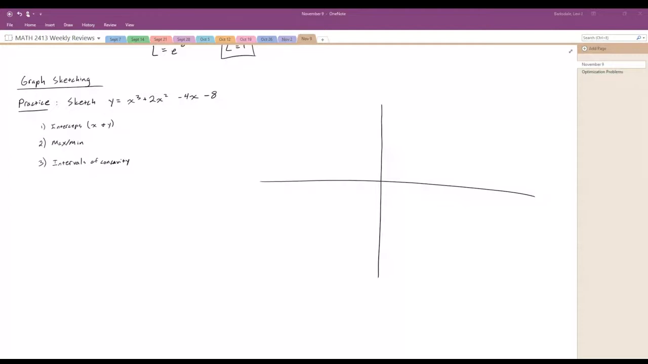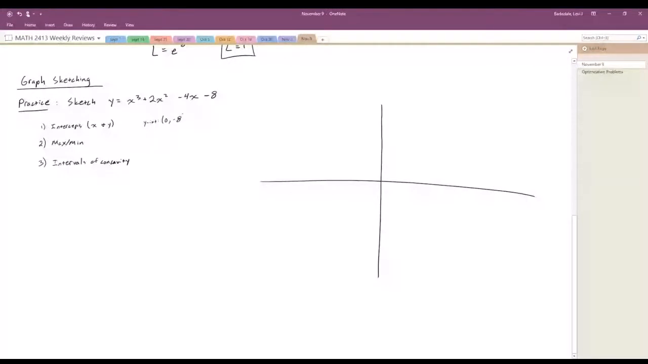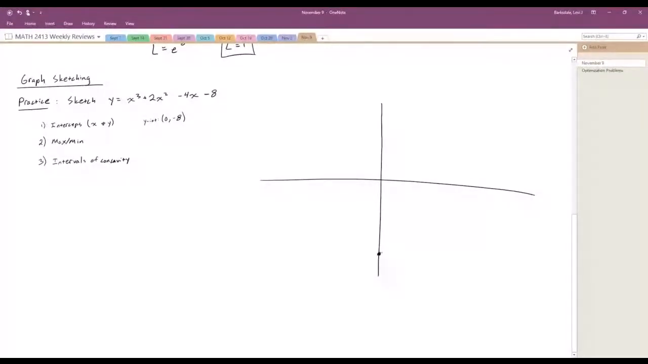All right, let's go over this one. So let's start out by finding the intercepts. So the points where y is equal to 0 and where x is equal to 0. The y-intercept is usually pretty easy to find. All we do is we plug in 0 for x, and we clearly see that we have a y-intercept at the point 0, negative 8. So I'm going to go ahead and plot that right there.